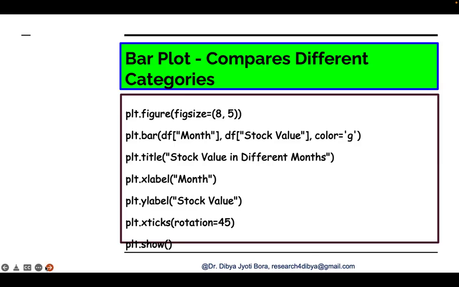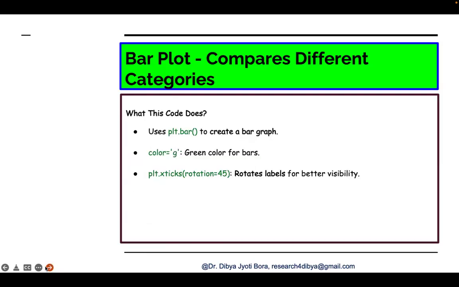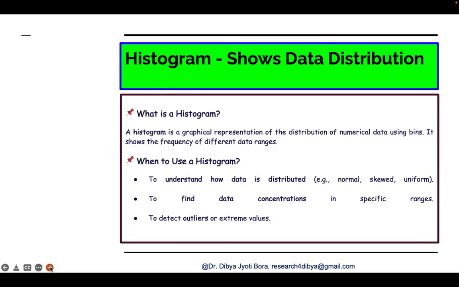Then again, moving ahead, we have used bar plot for comparing, and we have used the .bar function to create the graph, with colors, and x-axis rotation of 45 degrees for better visibility.